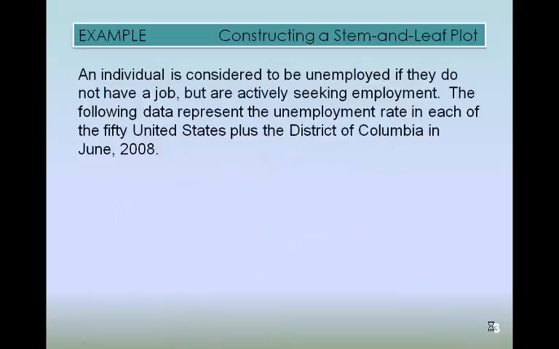In this example, an individual is considered to be unemployed if they do not have a job but are actively seeking employment. The following data represent the unemployment rate in each of the 50 states plus the District of Columbia in June 2008.